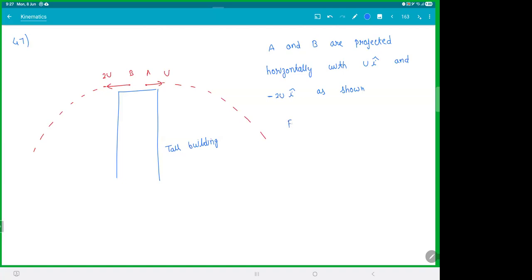First question. Find the time when the velocity vectors are perpendicular. So velocity of A must become perpendicular to velocity of B. Then, the displacement vectors are perpendicular. This is a standard mains level question. It has come before, and these kinds of questions repeat a lot. They might ask you any one.